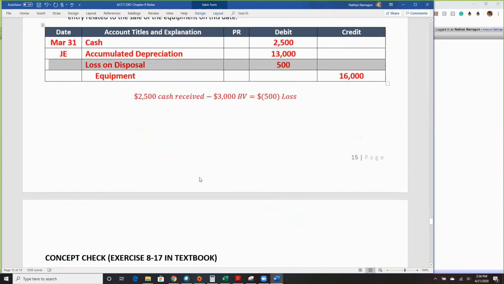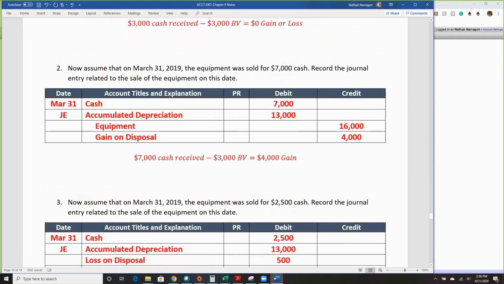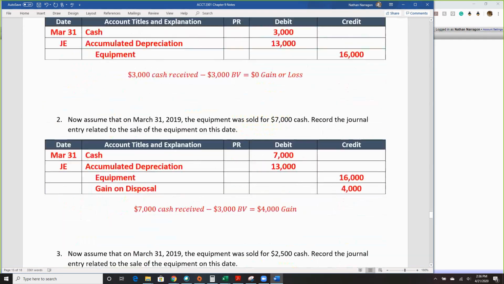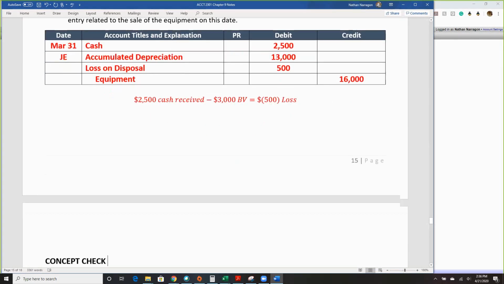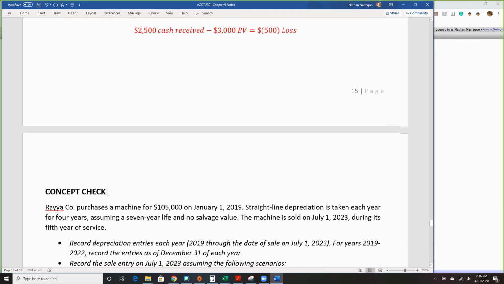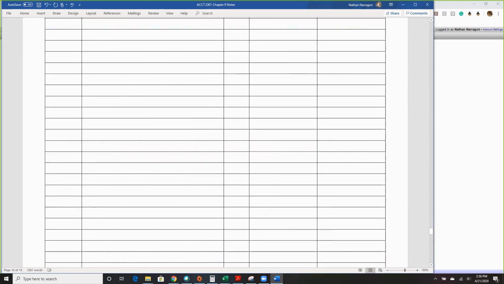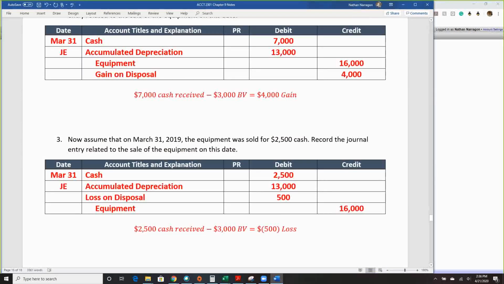Okay? Any questions over selling or discarding a fixed asset? Yep.